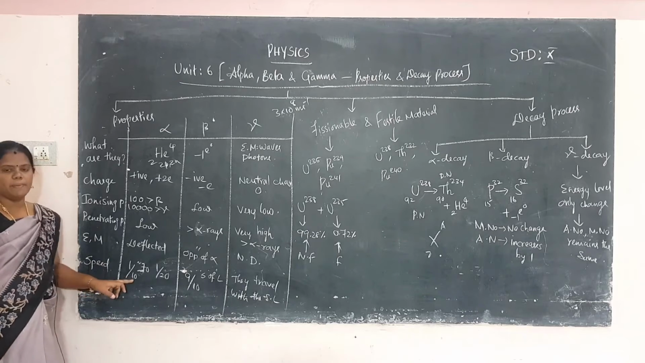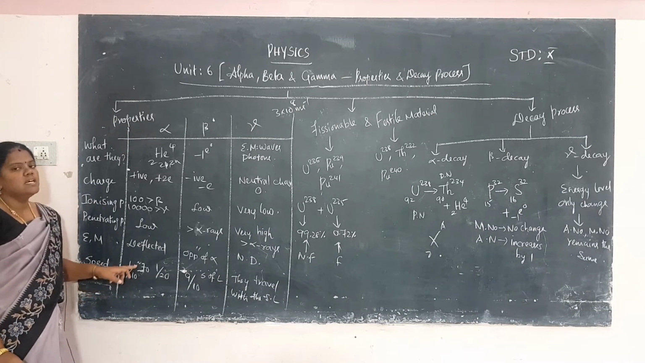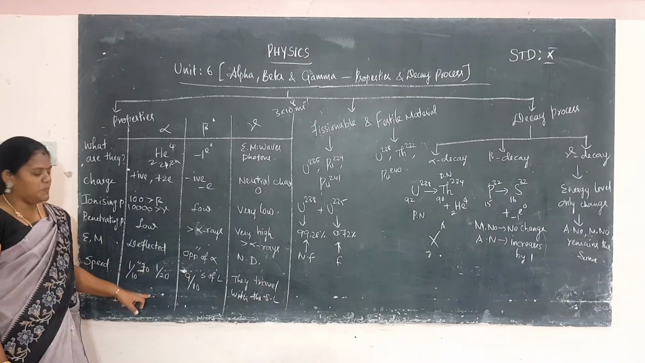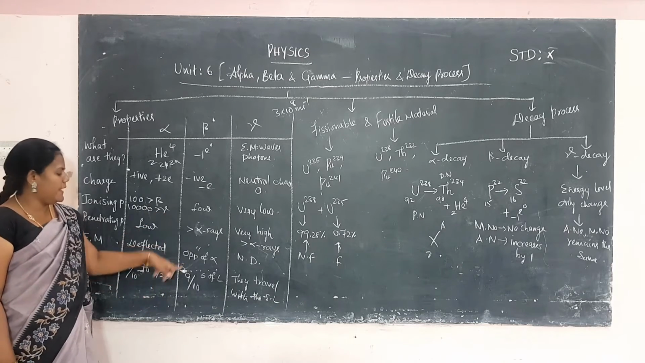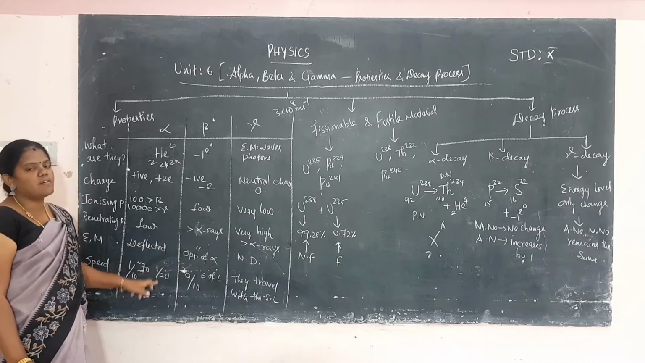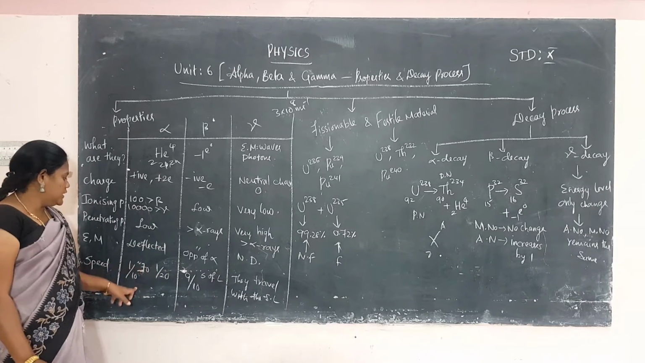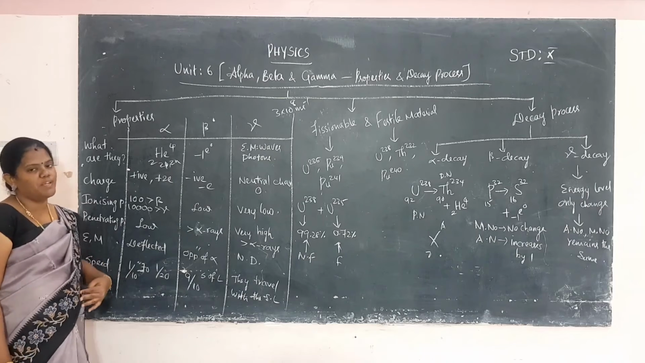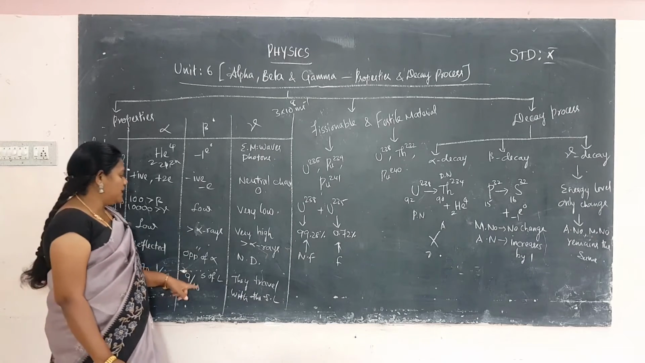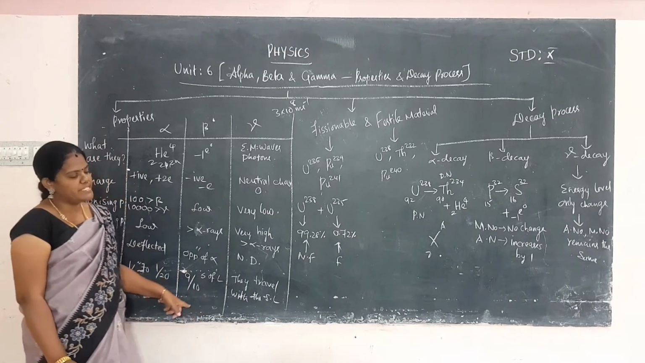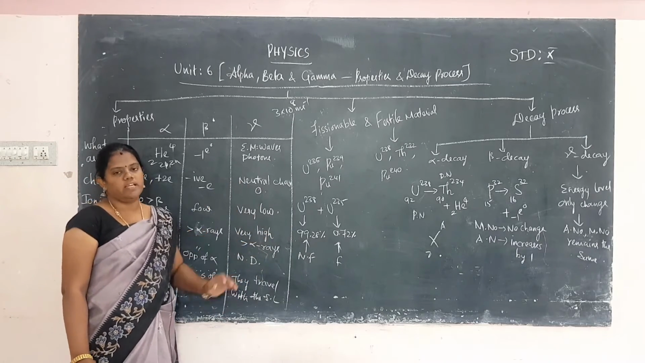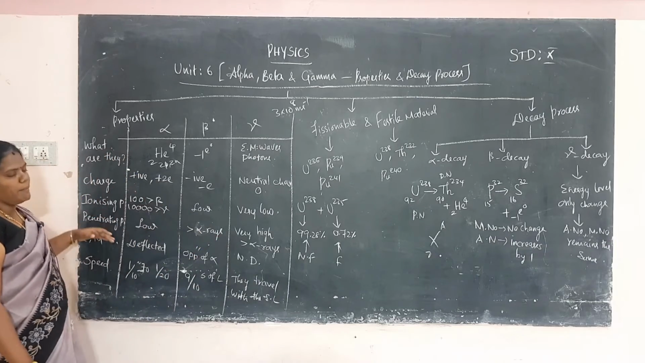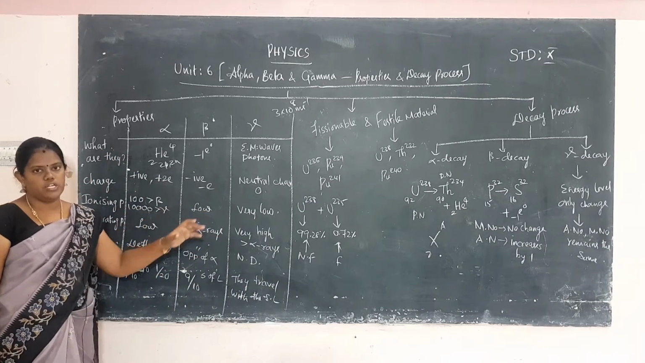The speed of the alpha particle is 1/10 to 1/20 times the speed of light. Beta has about 9/10 times the speed of light. And gamma rays always travel with the speed of light. So those are all the properties of alpha, beta and gamma radiations.